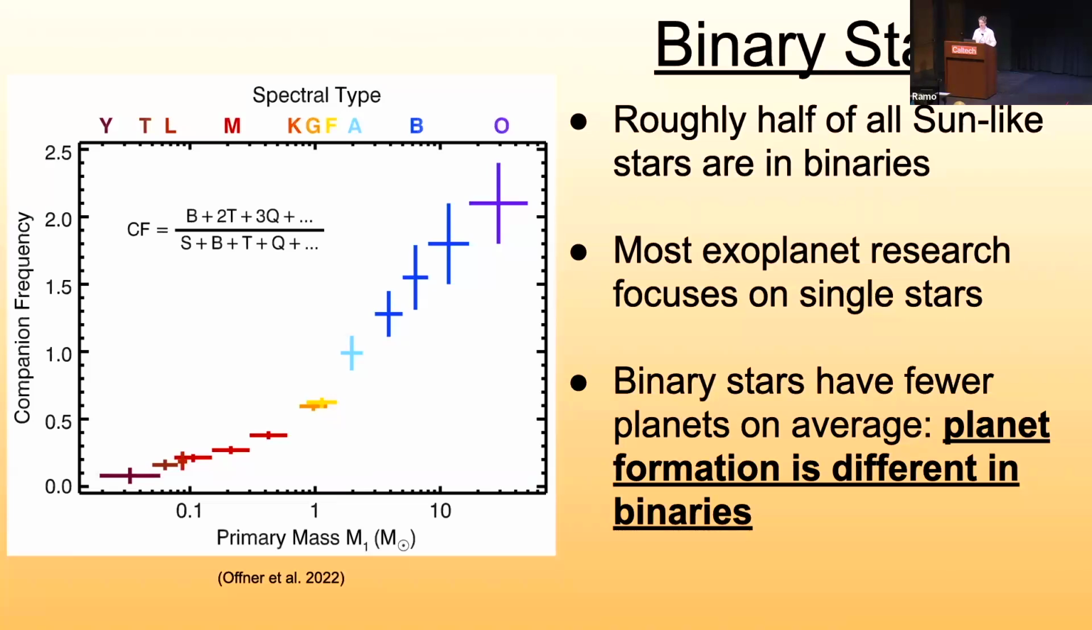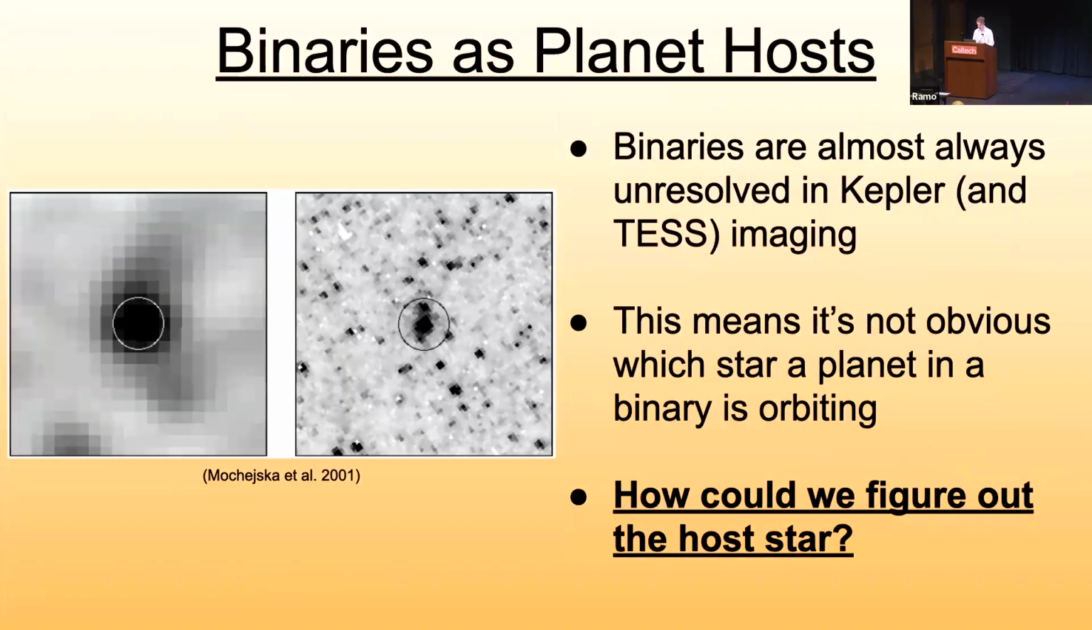So we've heard a lot about trying to understand sun-like stars, and I think an important aspect of that is understanding that a lot of them are in binaries. And this matters actually because you'll hear more about this in Adam's talk tomorrow. But one thing we know is that binary stars have fewer planets on average. And so just from that alone, we can already say that planet formation is definitely different in some way in binaries. So let me talk a little bit more about binaries as planet hosts, particularly in the Kepler data that I'm working with.